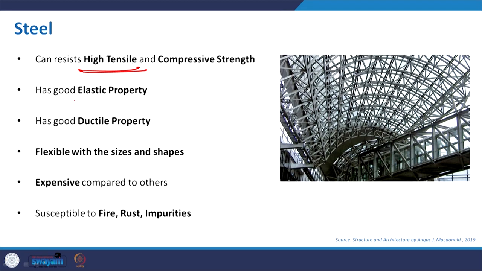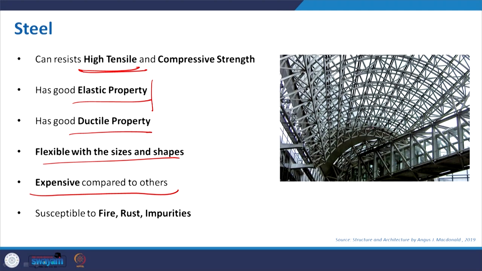So, in this case this also has the elastic property that we discussed, that it can get its original shape after releasing the force. Ductile property, all these good properties with the steel, and also flexible with the size and shapes, because we can prefabricate, we can make it as per the design, but it is expensive. So, we are getting so many things. Somewhere we have to make a trade off.